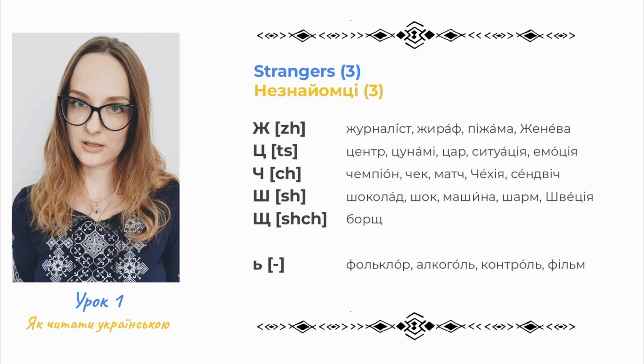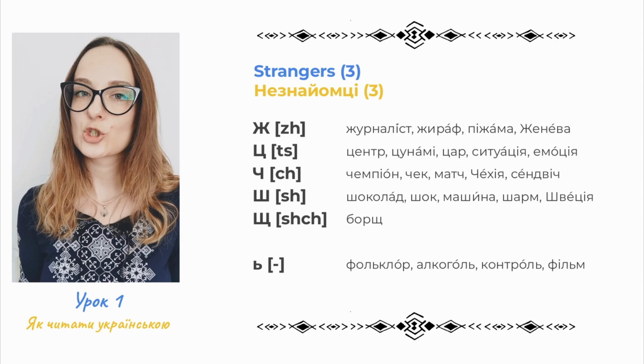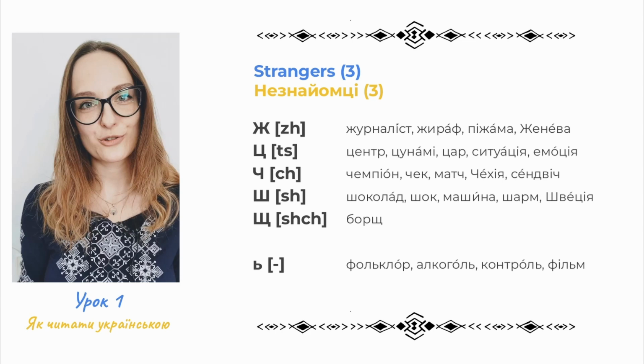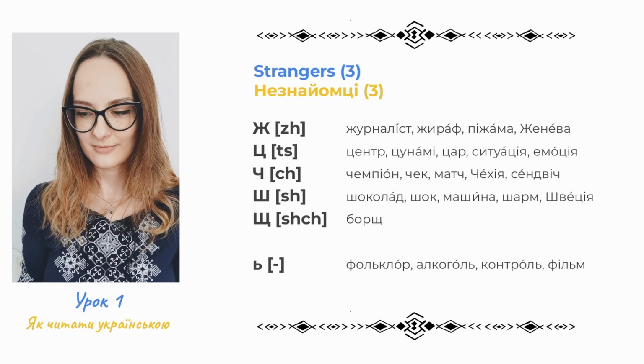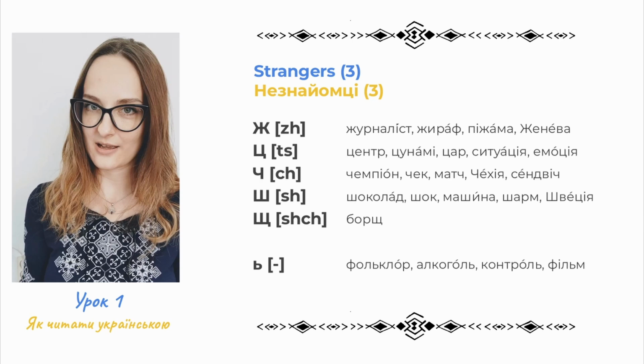The next one. Sound ч, ч. Mostly it will be hard in Ukrainian. Ч. If you learned Russian before, you know that in Russian sound ч is soft. In Ukrainian it's hard. Ч. Чемпіон, чек, матч, Чехія, сендвіч.